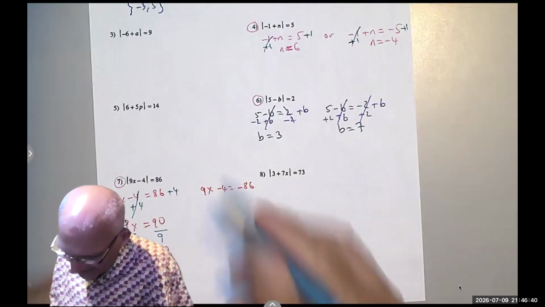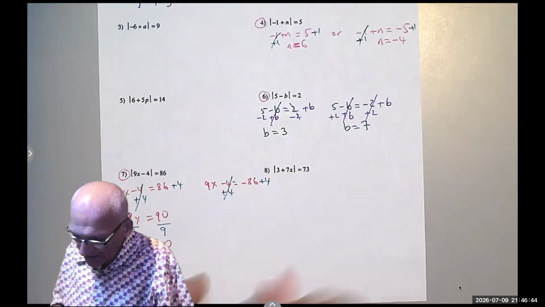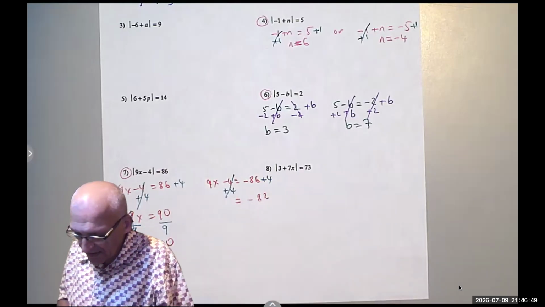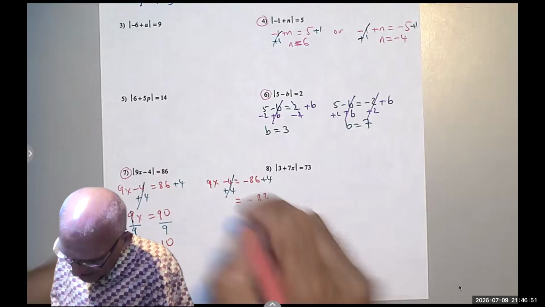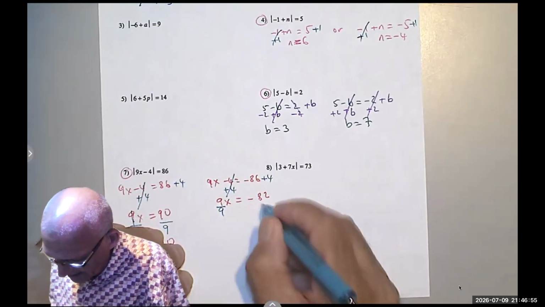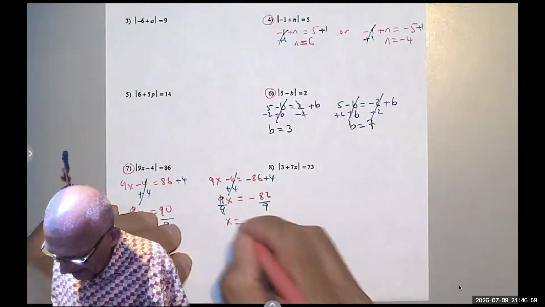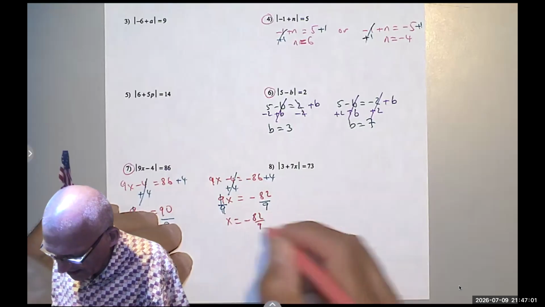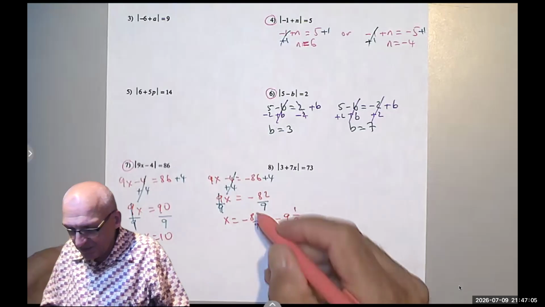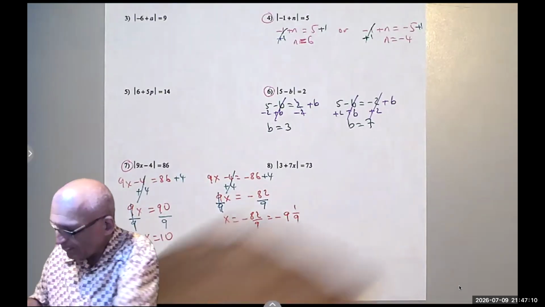Here, again, I'm going to add 4 to both sides. So I get -82. And then, let's write 9x. I'm going to divide by 9, and I get x equals -82 over 9, or equals -9 and 1/9, since 81 over 9 is 9, and 82 will have an extra 1.